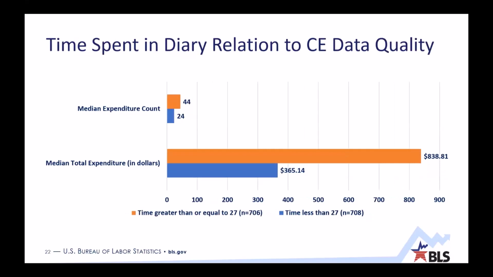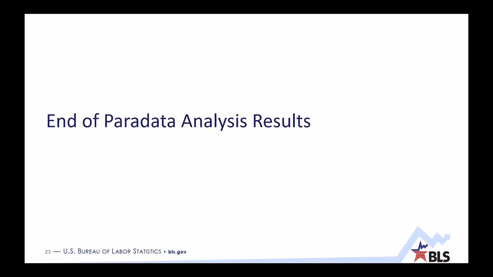And finally, we looked at the same thing by time spent, using a similar method to login for the split. All CUs with a time total in the diary greater than or equal to 27 were sorted into the high group, and those with less than 27 into the relatively low group. And this comparison shows that the estimates for median expenditure totals and counts were much higher among those with relatively greater time spent in the diary, about $474 higher and 20 entries higher. So that wraps things up for our results.